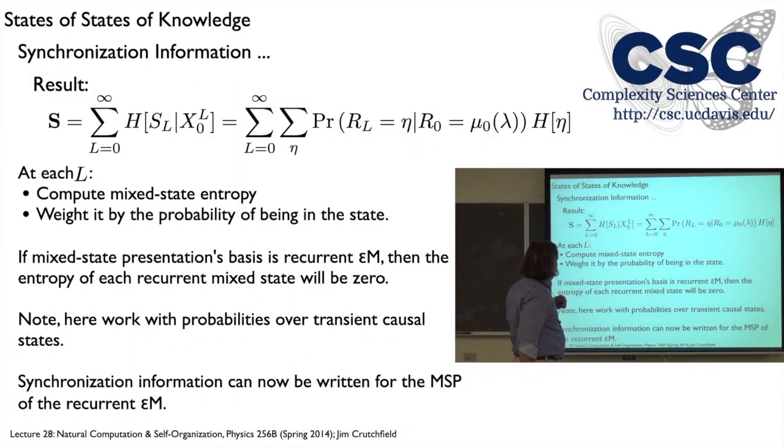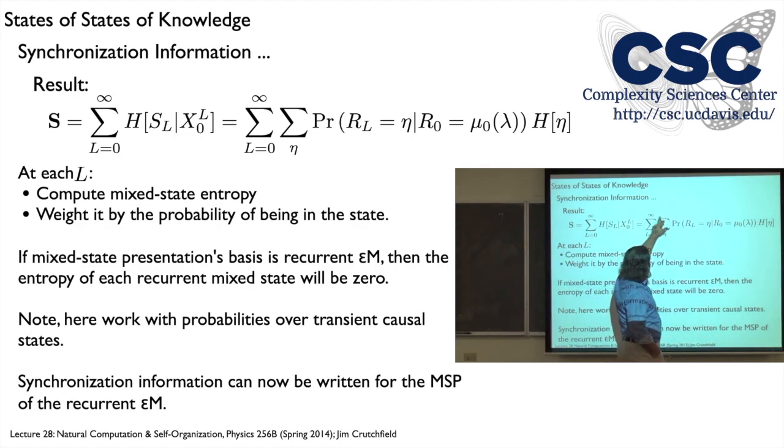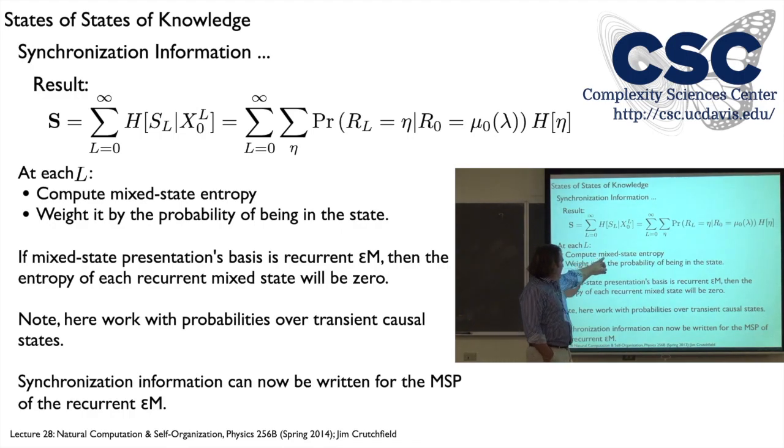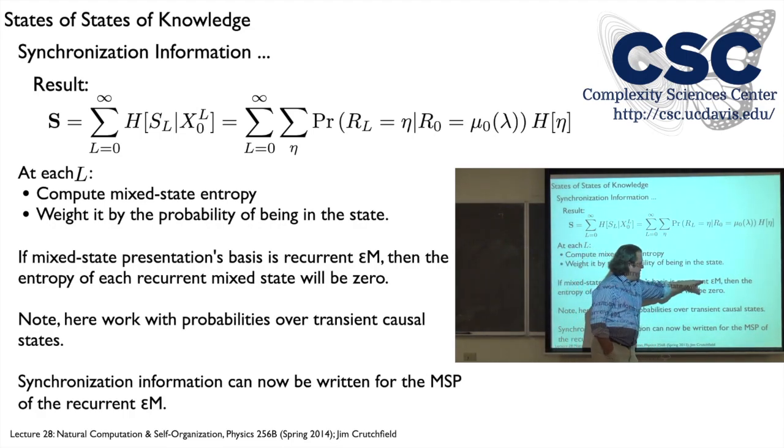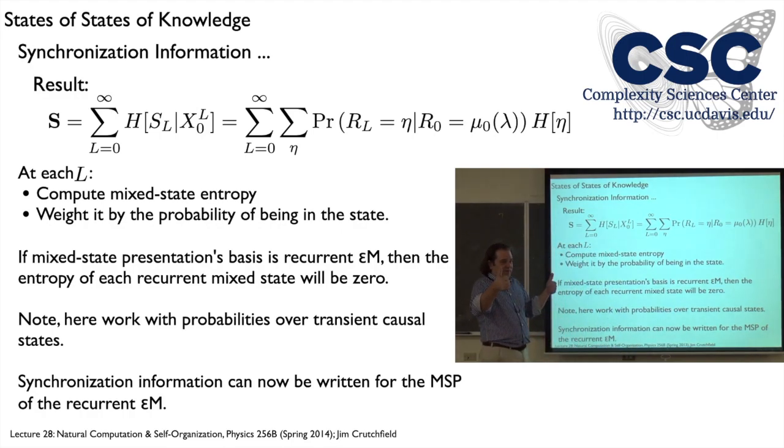So the result is that, rather than the original definition, we can just do this calculation over the mixed states: mixed state weighted state uncertainties. So at each L, we compute the mixed state entropy, and then you weight it by the probability of being in those states. Now, what's interesting about this is that the mixed states you run across here might at some point turn into those associated with the epsilon machine. Those will be the synchronizing words, and those don't contribute, of course, because the state uncertainty is 0. So the mixed states we're using to calculate this are transient mixed states. So you can actually just now write this synchronization information directly in terms of the mixed state presentation for the recurrent epsilon machine.